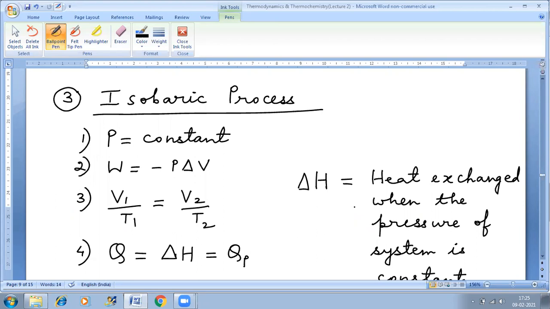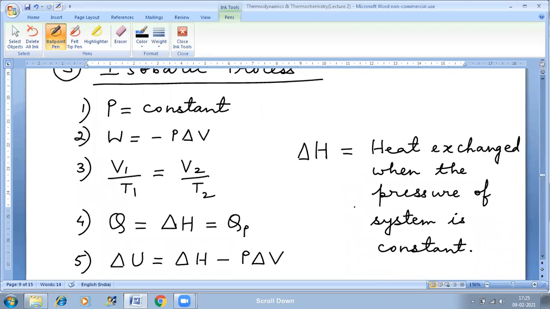V1 upon T1 is equal to V2 upon T2 and Q is called delta H. What is Q? Heat exchanged. And what is delta H? Delta H is the heat exchanged when the pressure of the system is constant.